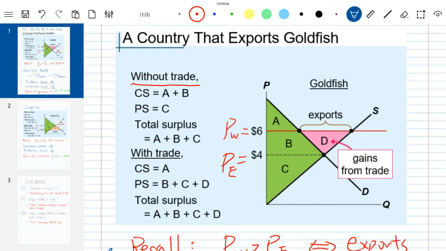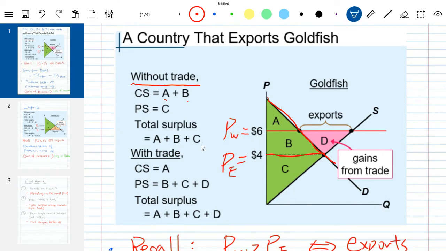So recall from before that consumer surplus, graphically, is the area that's below the demand function and above the equilibrium price. Okay, so since the country doesn't do trade, we're going to go with this domestic price, which is $4. So consumer surplus would be the area A and B. And producer surplus is the area that's below the equilibrium price and above the supply function. So that's C. Adding up those two components, the total surplus, which by definition is consumer surplus plus producer surplus, would be A, B, and C.